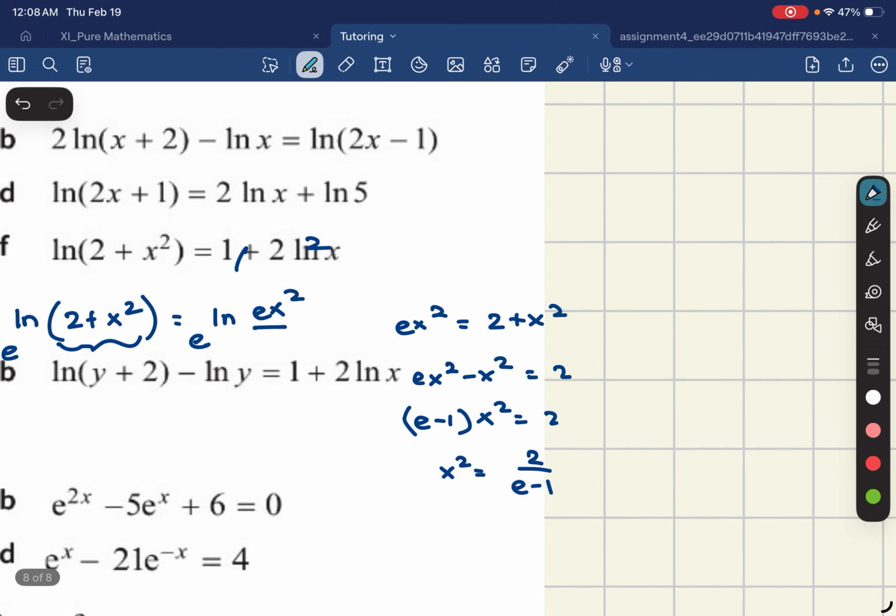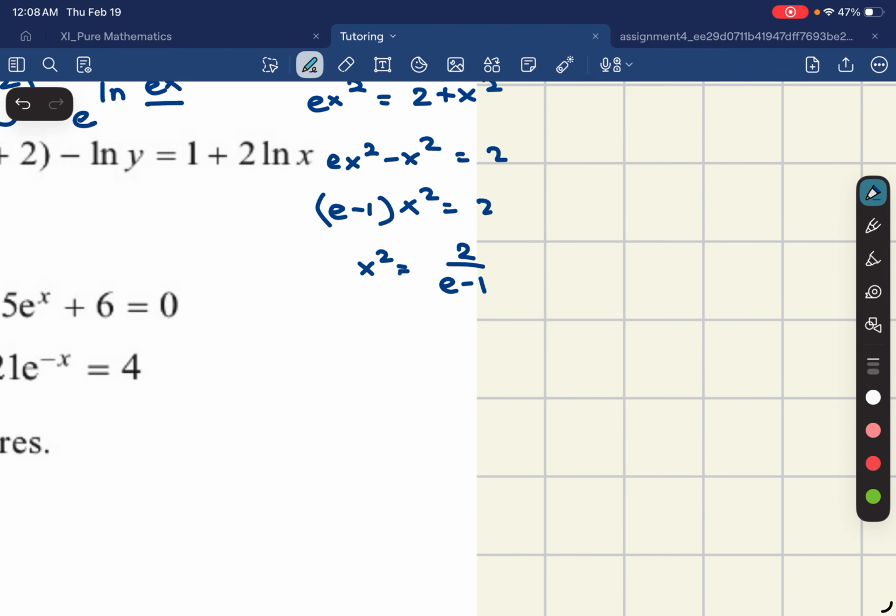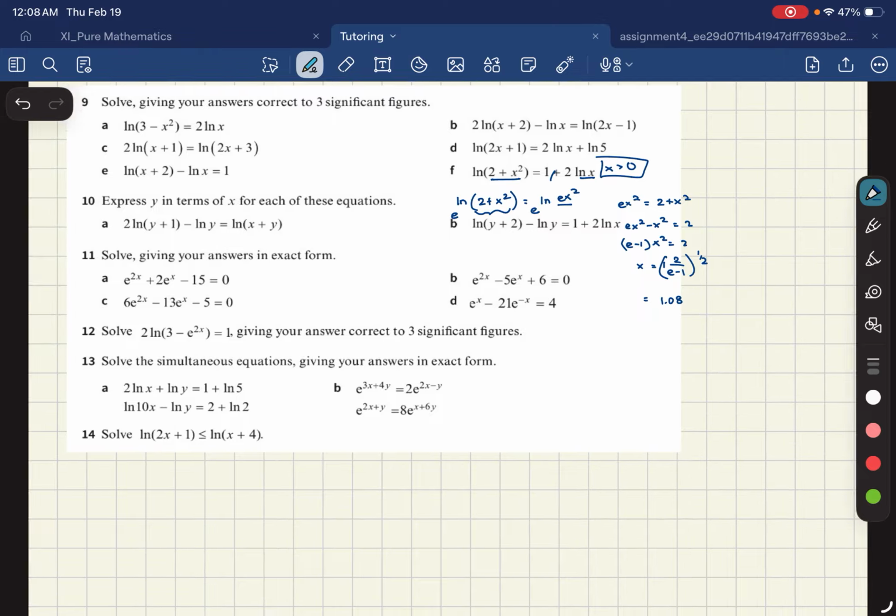And let's check. Because this tells me that x is bigger than 0, and we have x² bigger than negative 2, which is automatically included in the case that x² is always going to be positive. So I don't have to worry about it being bigger than negative 2. But I want x bigger than 0. So I want to take the positive square root. When I take the square root of both sides, I just want my answer to be positive. So (2 divided by e minus 1) to the power 0.5 gives me 1.08 to 3 significant figures.